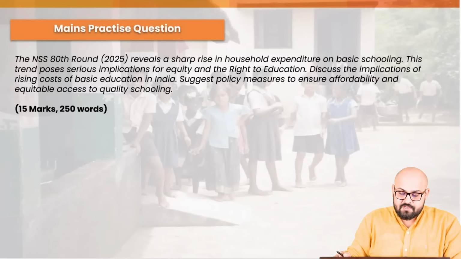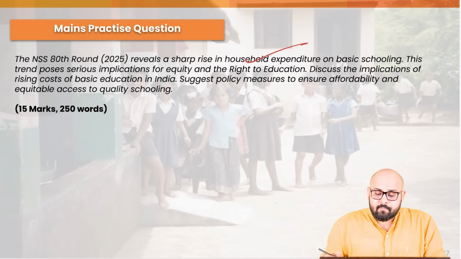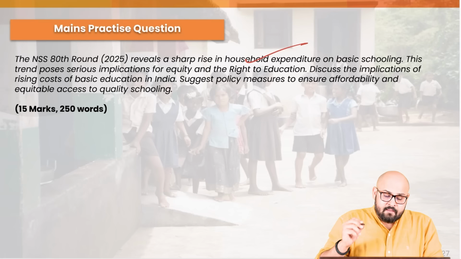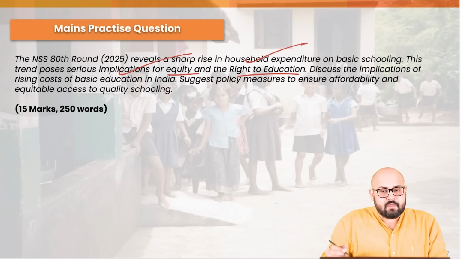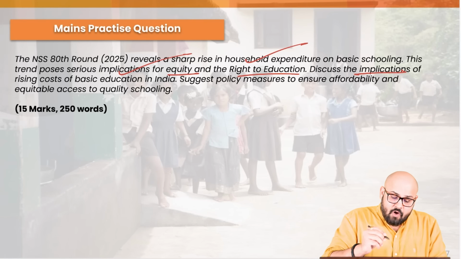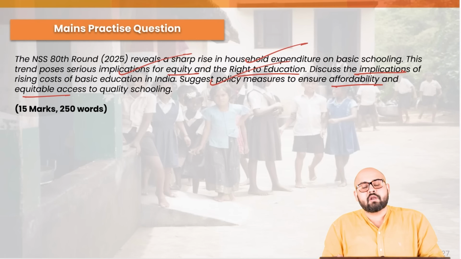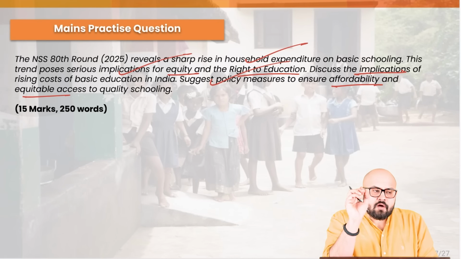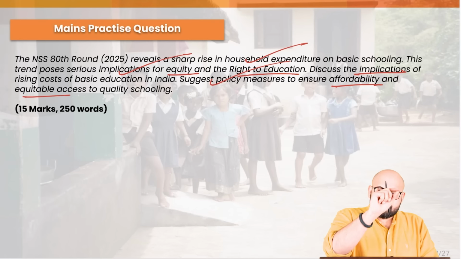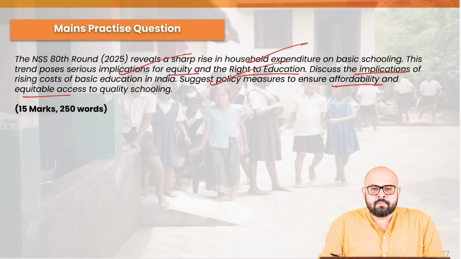Let's have a mains practice question. The NSS 80th round reveals a sharp rise in household expenditure on basic schooling. This trend poses serious implications for equity and the right to education. Discuss the implications of rising costs of basic education in India. Suggest policy measures to ensure affordability and equitable access to quality schooling. Again, a point of importance: do not focus too much upon the data, but cite those 2-3 important data points in your answers. Please do that, and do write the answer.